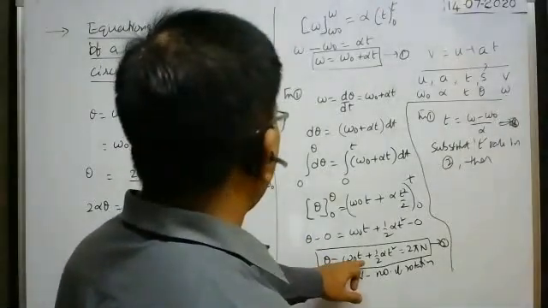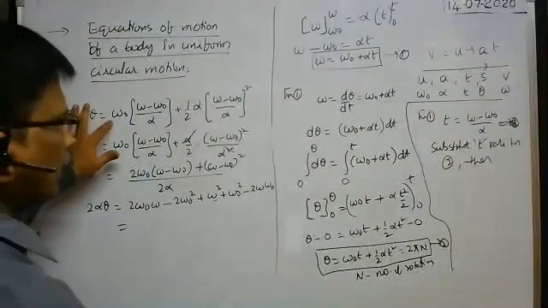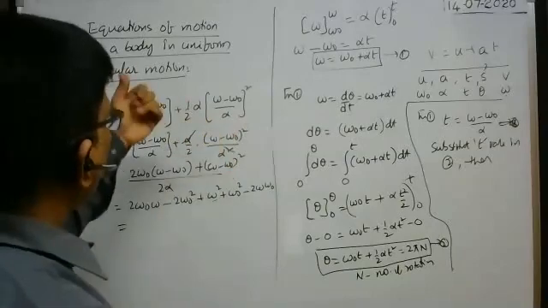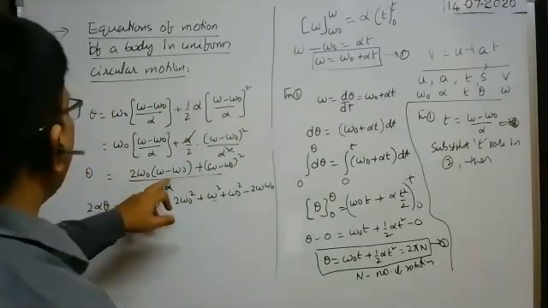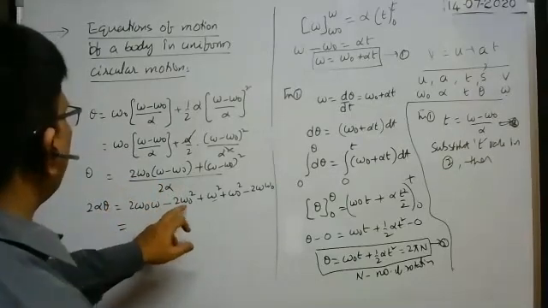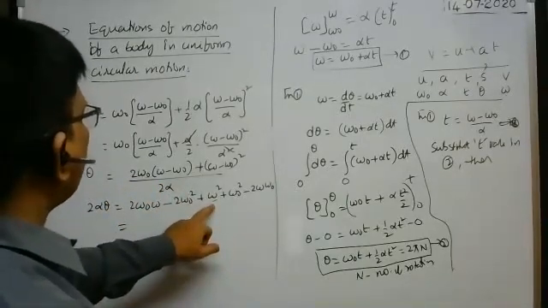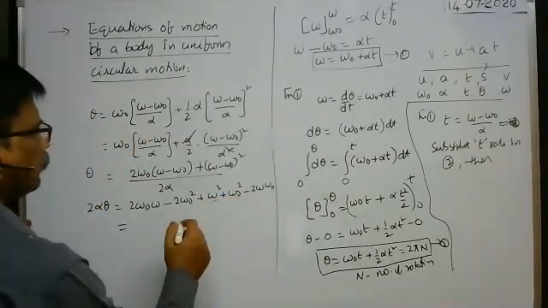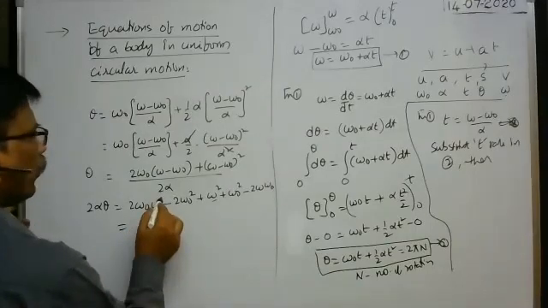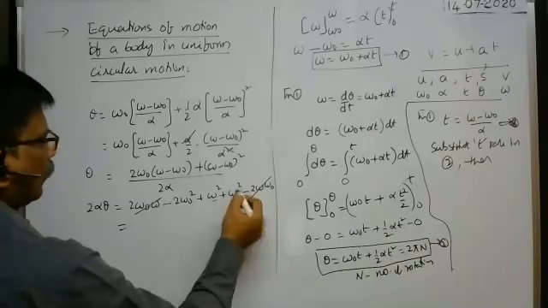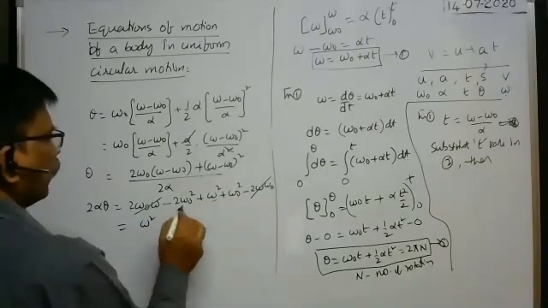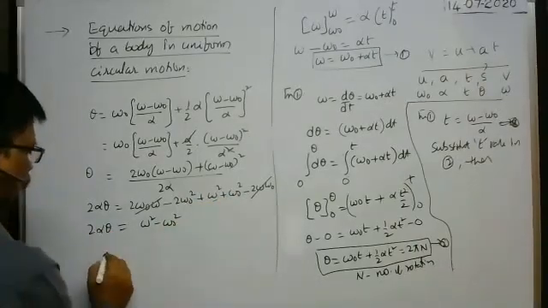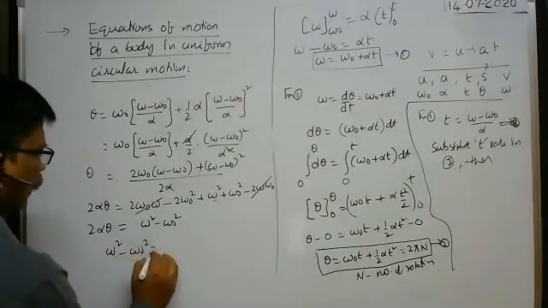Omega naught t plus half alpha t square. Omega naught into t means omega minus omega naught by alpha, plus half alpha into omega minus omega naught by alpha whole square. So here, 2 omega naught omega minus 2 omega naught square plus omega square plus omega naught square minus 2 omega omega naught. If you simplify them, plus 2 omega naught omega and minus 2 omega naught omega, these two cancel. Omega square, minus 2 omega naught square plus omega naught square means minus omega naught square. That is equal to 2 alpha theta. Therefore, omega square minus omega naught square is equal to 2 alpha theta.